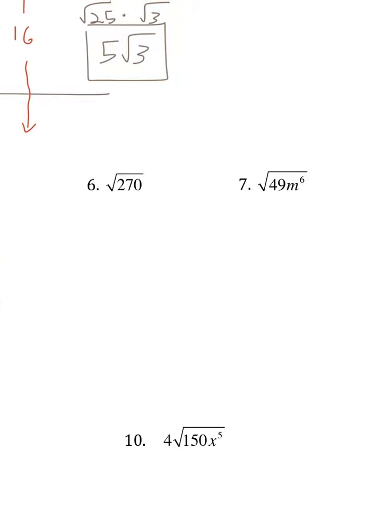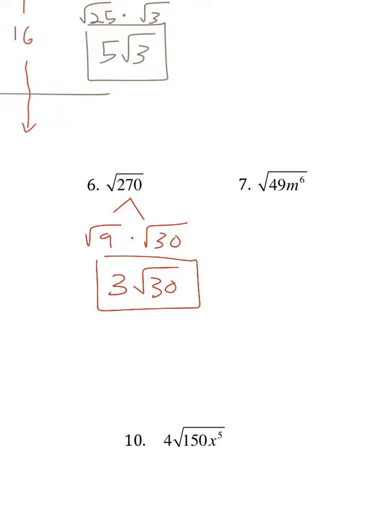Number 6. 270. This one right away I see 9 is going to go into it. 9 times 30. I think 9 is the biggest perfect square. The square root of 9 is 3. Square root of 30. Again, find that biggest perfect square. Notice I'm including that radical sign every time when I break it down. That helps clear up any confusion whether I'd write 9 or 3 there.